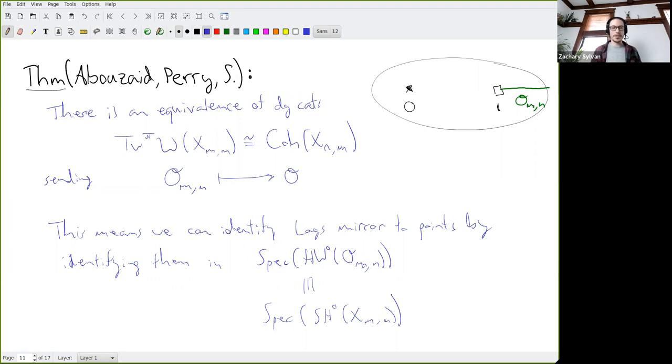Okay, that's all I'm going to say about wrapped homological mirror symmetry. So at this point, if there aren't questions, I'll continue to discussing mirrors to points, and so closed Lagrangians.